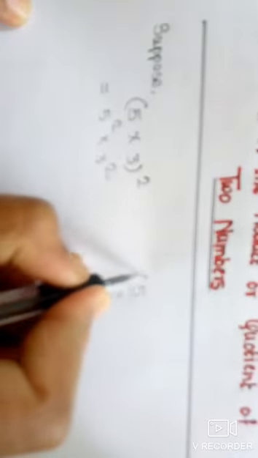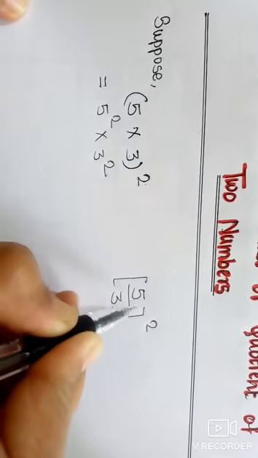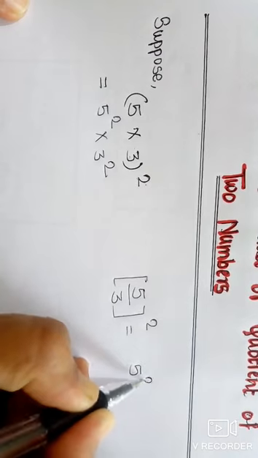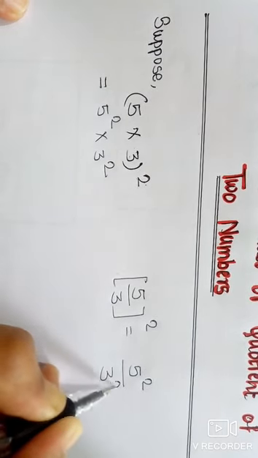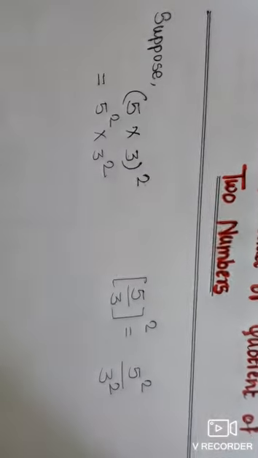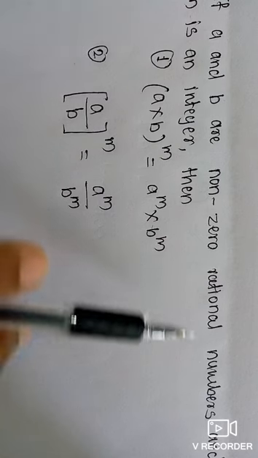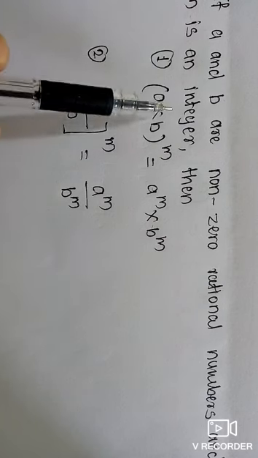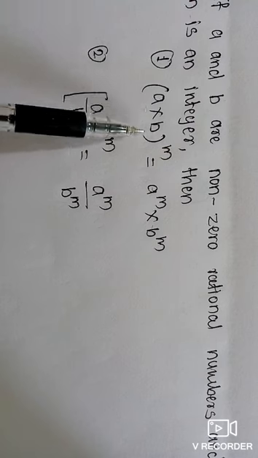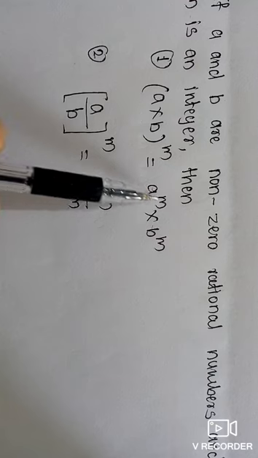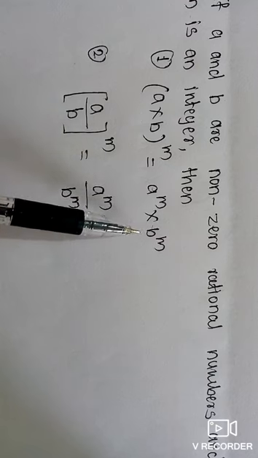And the same rule you can use for division also. Suppose 5 upon 3 is there and raised to 2. Then this index is for both of these numbers. So here you can write 5 raised to 2 upon 3 raised to 2. So this index is for both numbers. Okay. See here, I have given both rules together. If a and b are non-zero rational numbers and m is an integer, then a into b in brackets raised to m is equal to a raised to m multiplied by b raised to m.